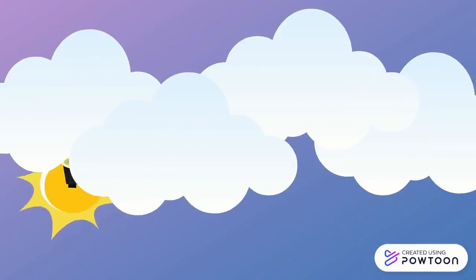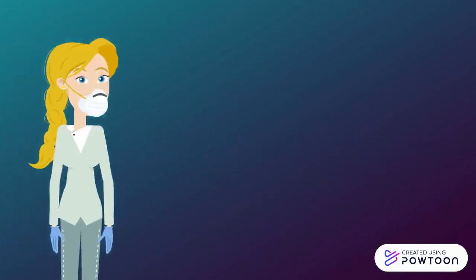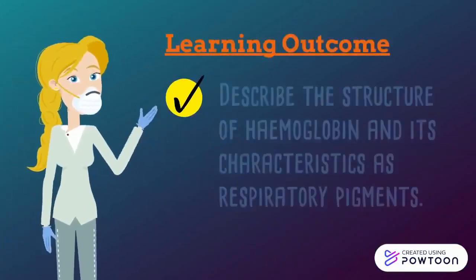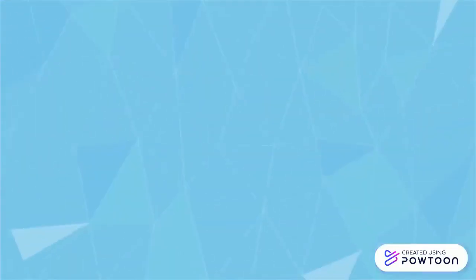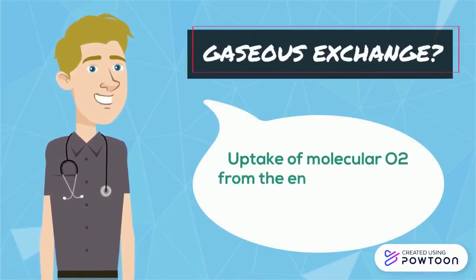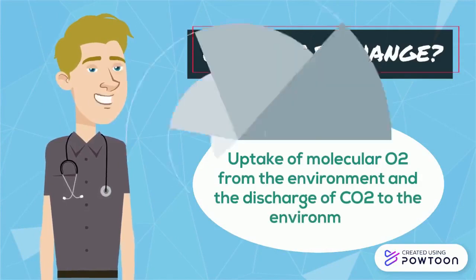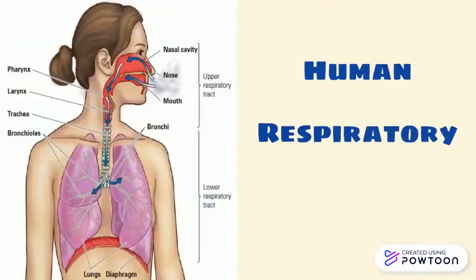7.1 Gaseous exchange and control in mammals. Here is the learning outcome that we will cover in this video. Gaseous exchange is the uptake of molecular oxygen from the environment and the discharge of carbon dioxide to the environment. When we inhale, the air will go through the nostril, nasal cavity, pharynx, larynx, trachea, bronchi, bronchioles, and alveoli.